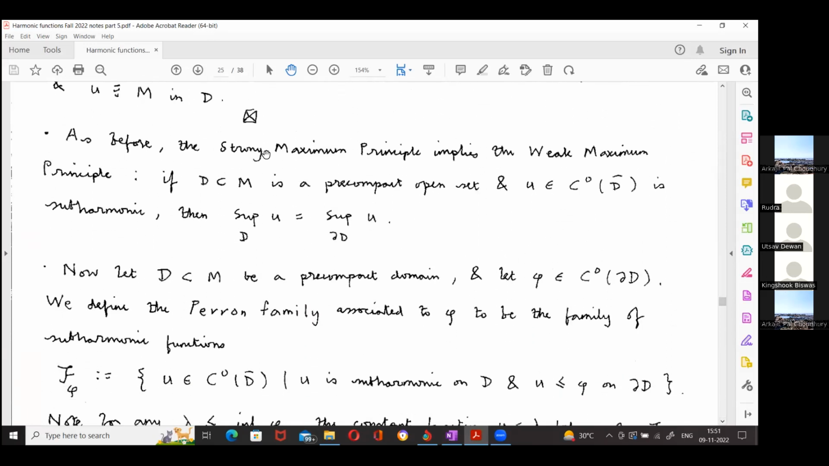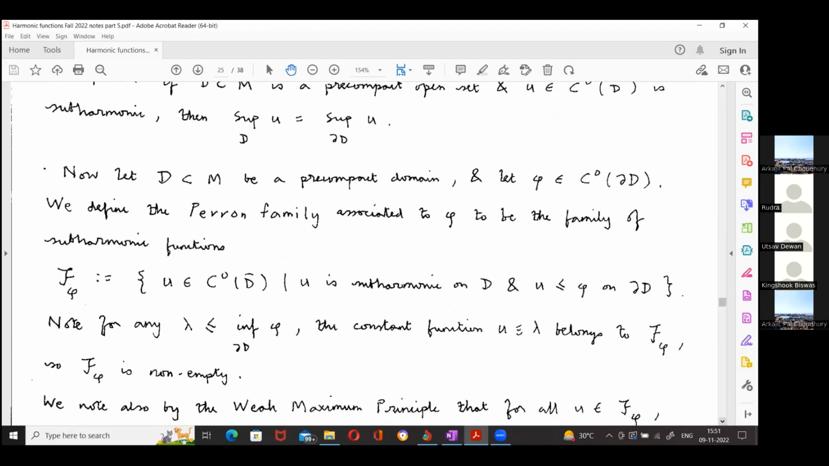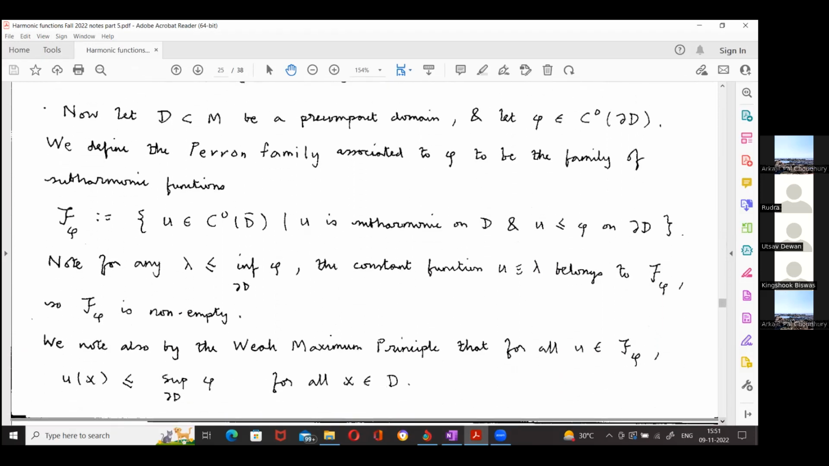So as before, the strong maximum principle implies the weak maximum principle. Okay. Fine. So that proof is the same as before. A strong maximum implies weak maximum. All right. So now we can finally come to the Perron method, right?